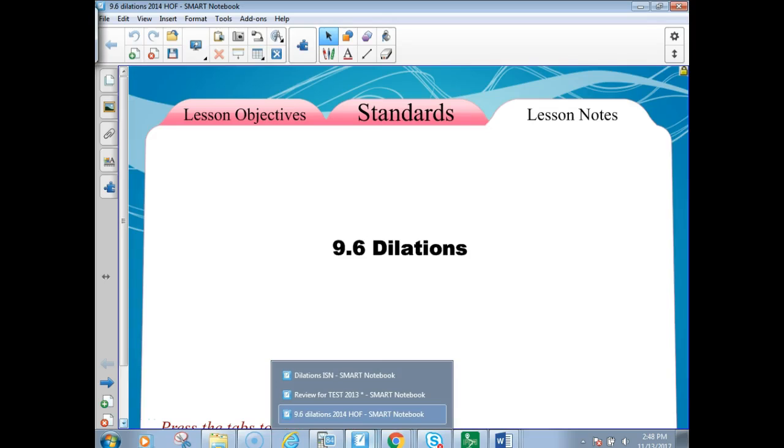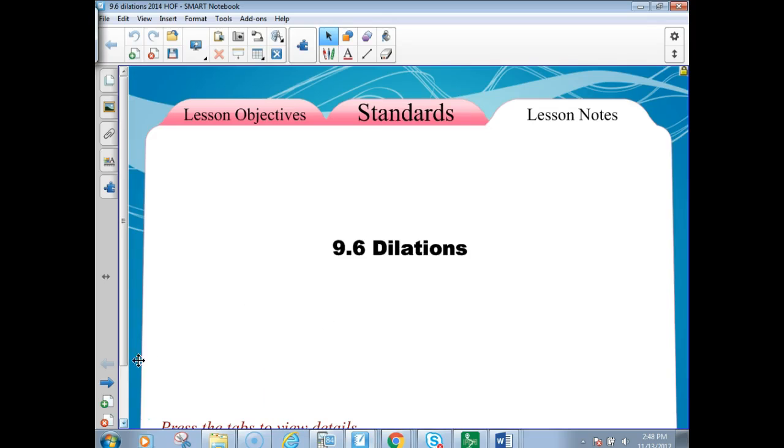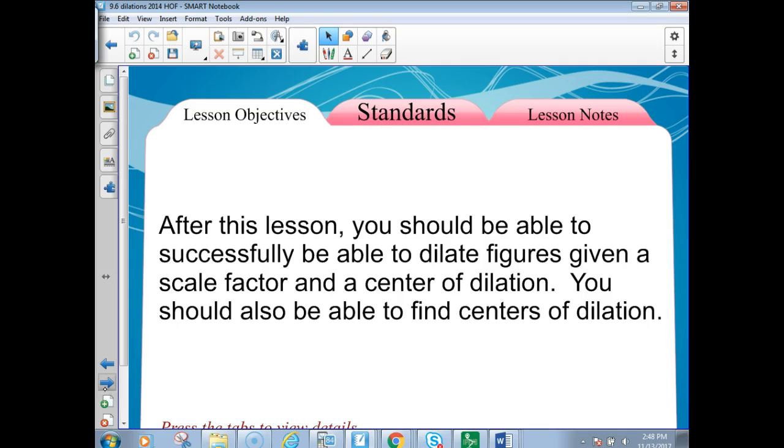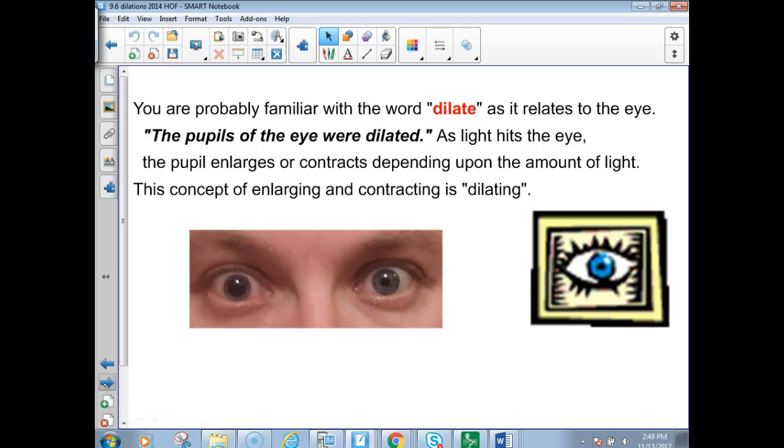Today on screen, we're doing dilations. You have to have a ruler, a calculator, and a pencil. After this lesson, you should be able to dilate figures, and we're going to show you how.